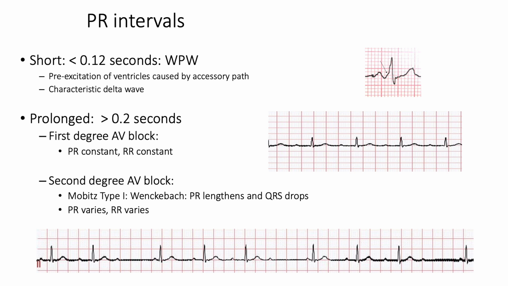For prolonged PR intervals, but you continue to have a constant R to R and constant PR intervals, that is a first degree AV nodal block. Second degree AV nodal block Mobitz type 1 Wenckebach, that PR interval progressively lengthens, and then there's a dropped QRS, and then your PR interval goes back to the original interval and then progressively lengthens again in the same pattern.